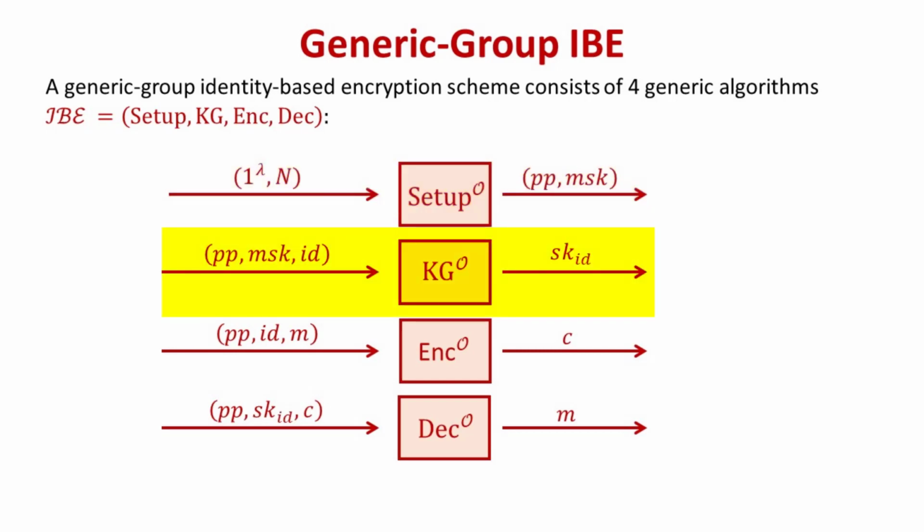The key generation algorithm receives as input the public parameters, the master secret key, and an identity, and outputs an identity secret key, SKID. The encryption algorithm receives as input the public parameters, an identity, and a message, and outputs a ciphertext. Finally, the decryption algorithm receives as input the public parameters, an identity secret key, and a ciphertext C, and outputs a message M. In terms of correctness, we consider the standard notion of correctness that allows a decryption error.